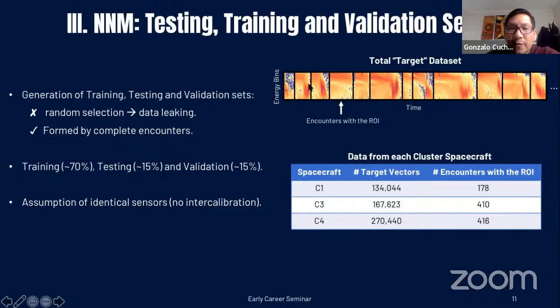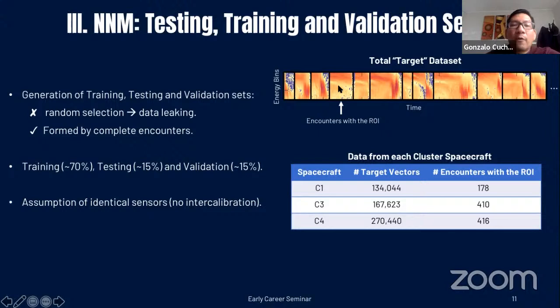In some cases, we can observe the ion dispersion. In some cases, no, but it's good, because not having dispersion or not having the aircast in this measurement is also information. So these encounters, as I said, are with the region of interest, and this division helps us to create these data sets. What we have done is to generate these data sets using random encounters, or randomly select the blocks that we have here.